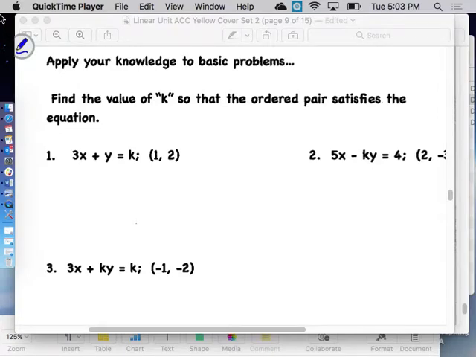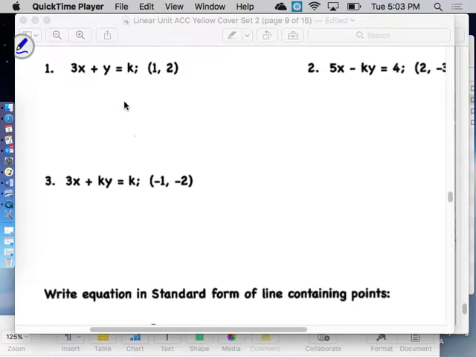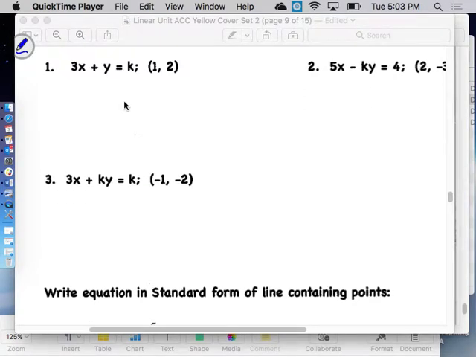In this video, we'll talk through some of the problems that are less straightforward. And we'll start with something like number 1 right here. You're asked to find the value of k that would make this true. So you're given an equation in standard form and you're given an xy ordered pair.